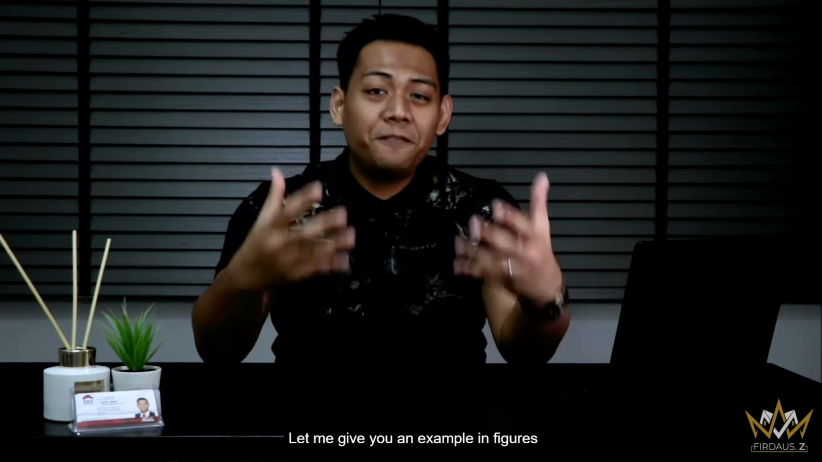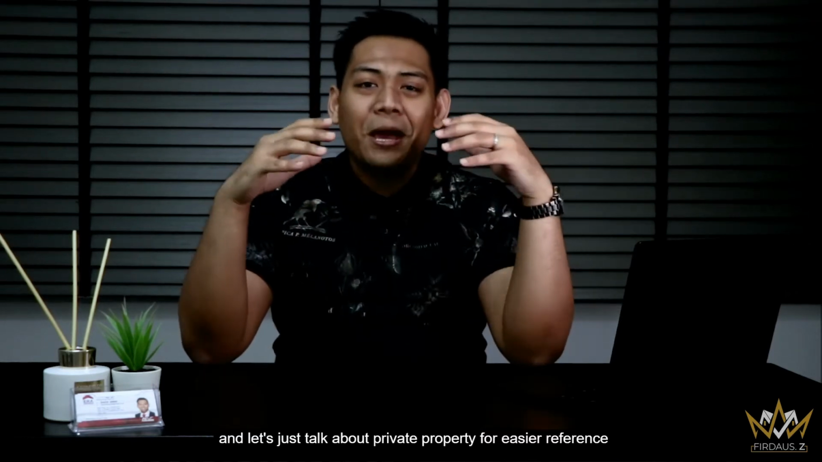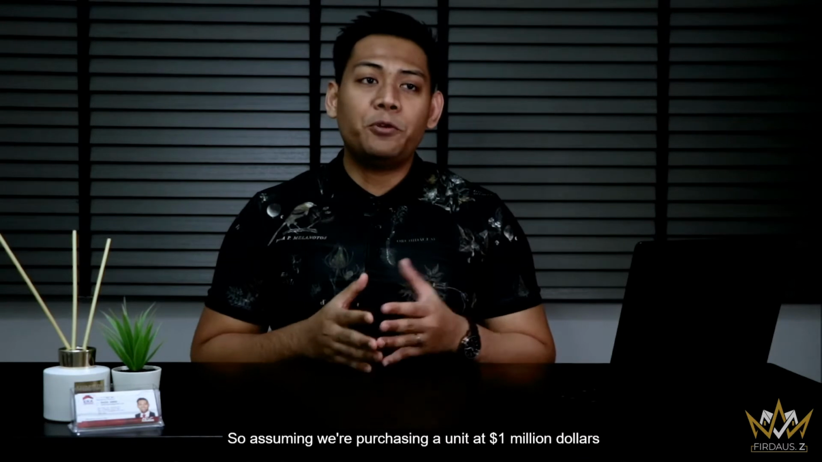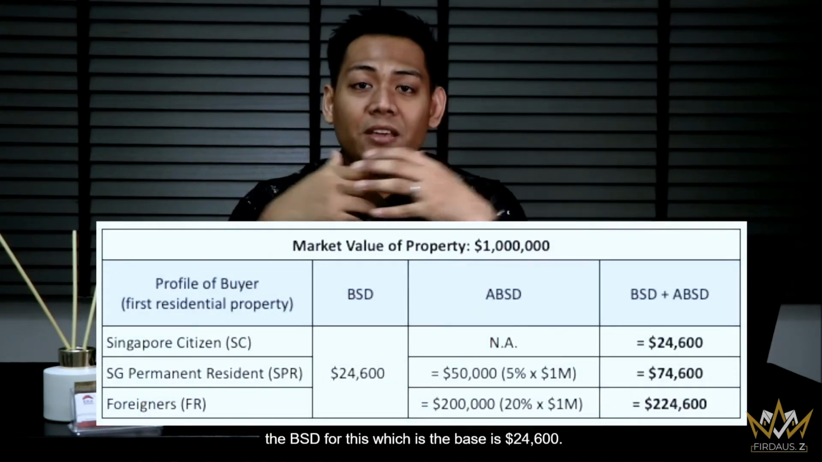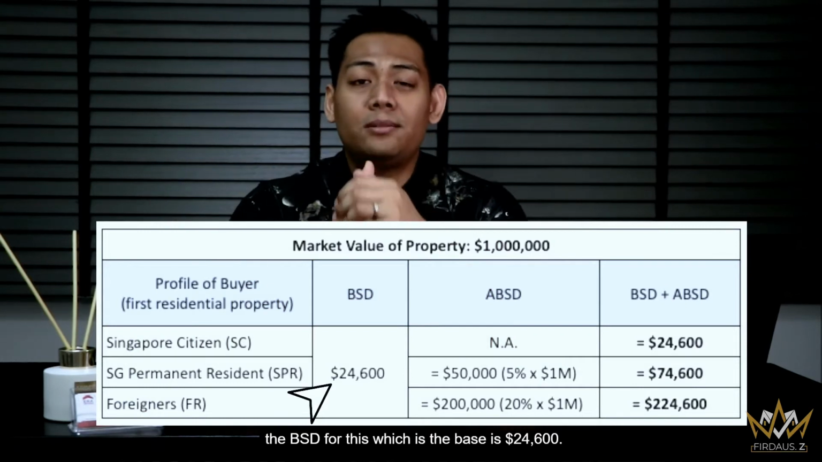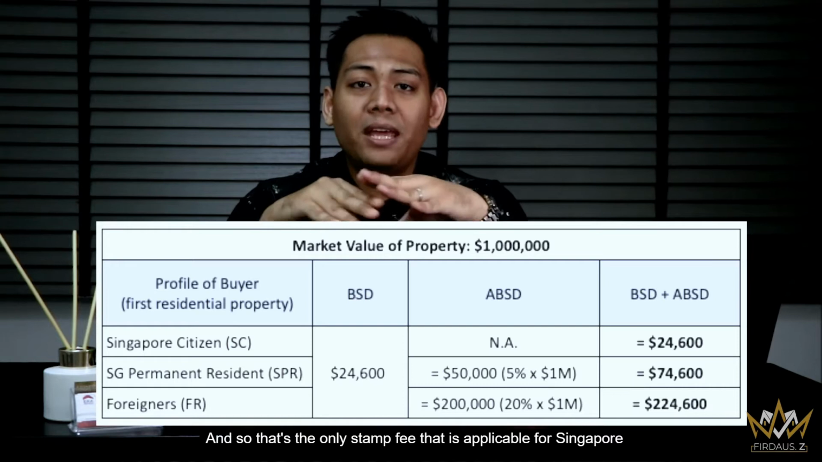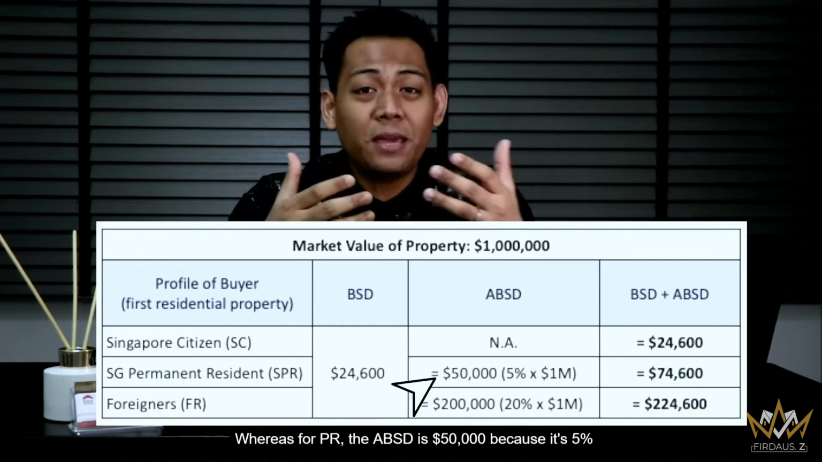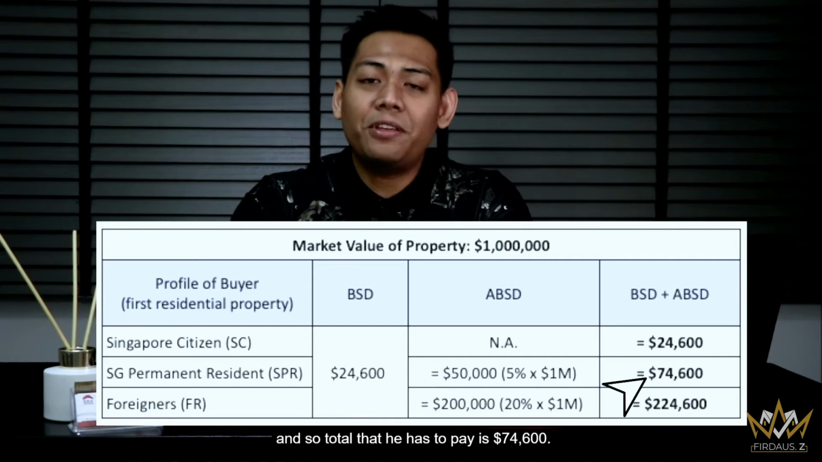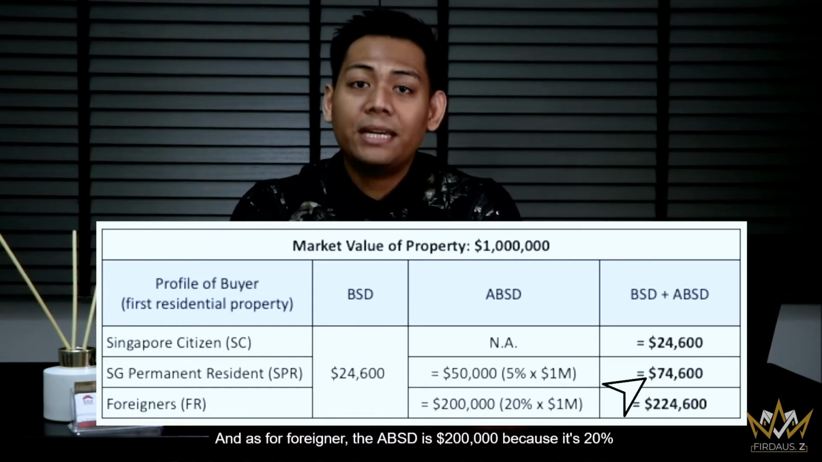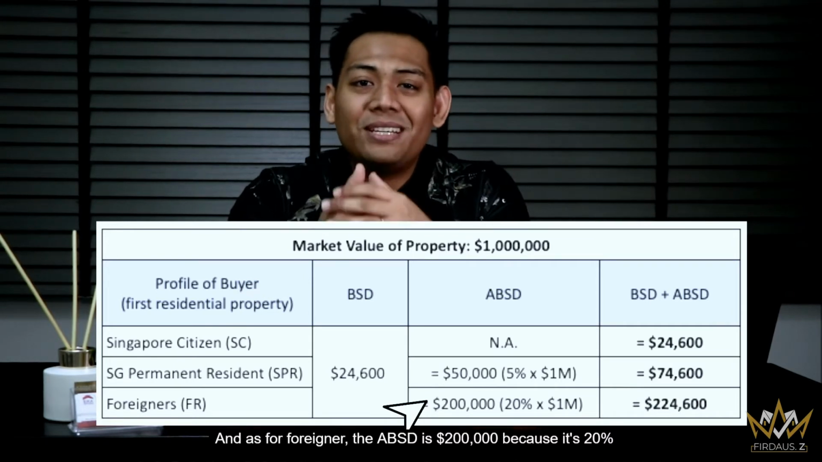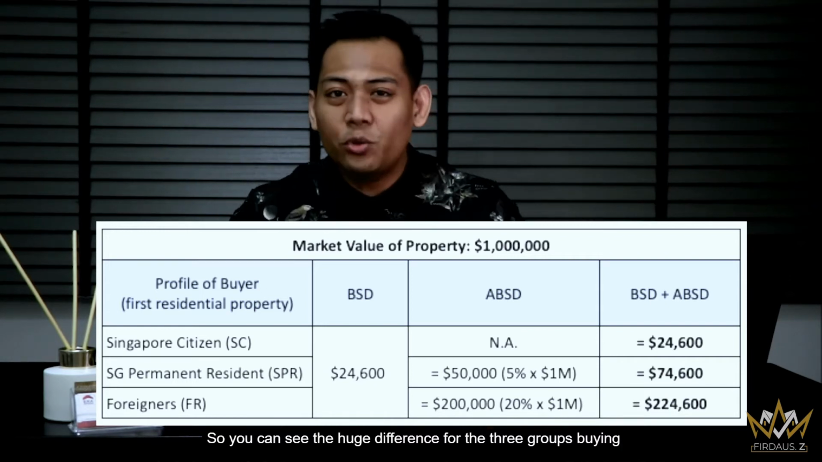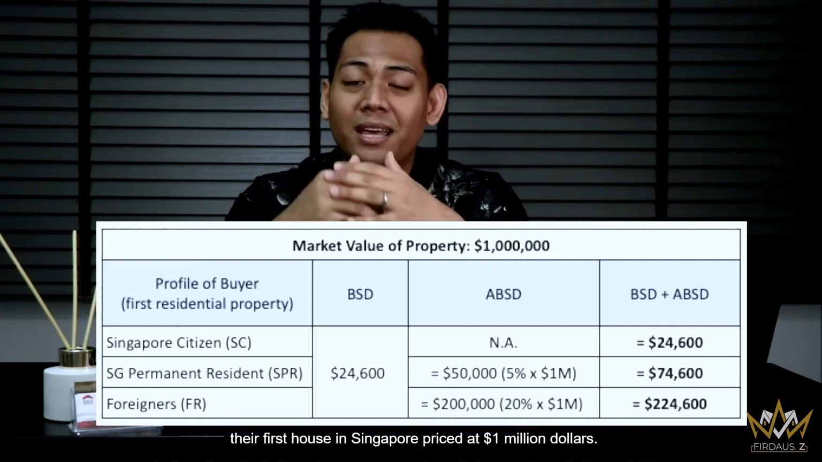Let me give you an example in figures, and let's just talk about private property for easier reference because we are including foreigner in this example as well. So assuming we are purchasing a unit at $1 million, the BSD for this, which is the base, is $24,600. And so that's the only stamp fee that is applicable for Singapore citizens buying this as their first house. Whereas for PR, the ABSD is 50k because it's 5%, and so total that he has to pay is $74,600. And as for foreigner, the ABSD is 200k because it's 20%, and that will total up to $224,600. So you can see the huge difference for the three groups buying their first house in Singapore priced at $1 million.